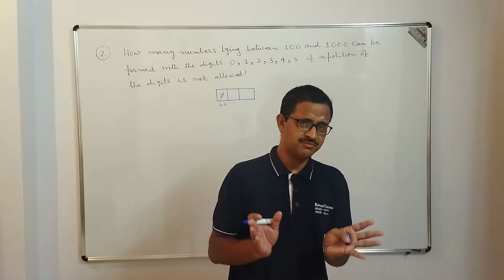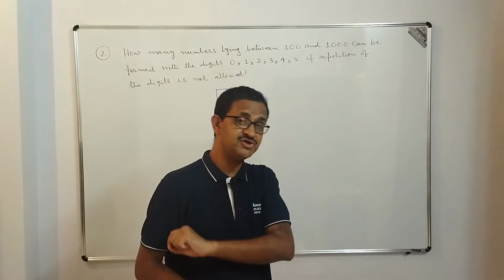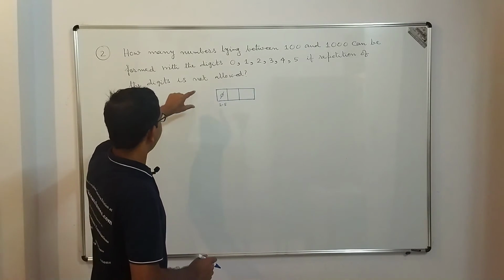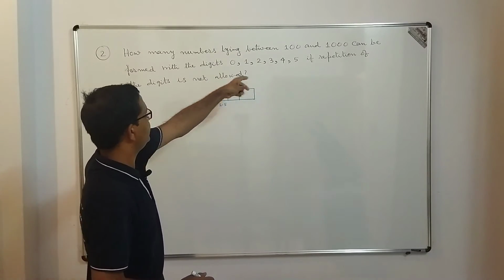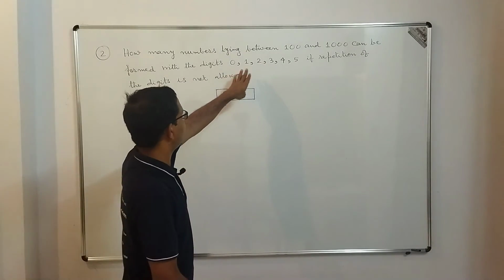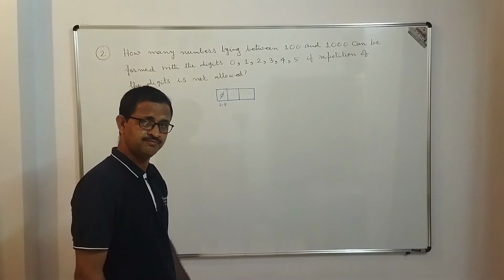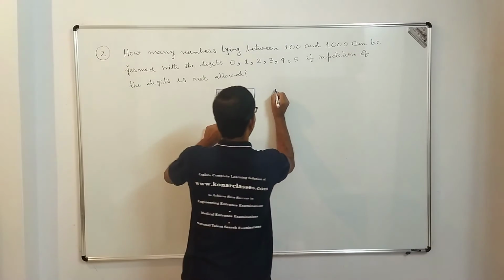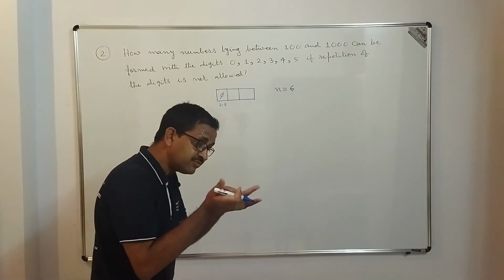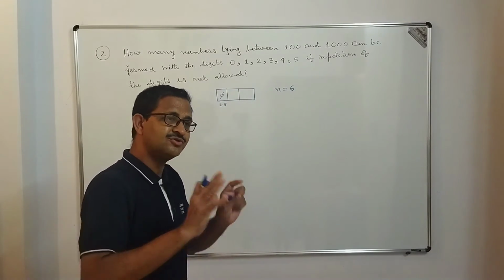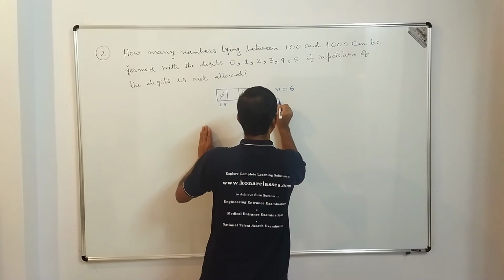There are many ways we can proceed with this question, but the most efficient way is this. We are filling these 3 digits by taking any of these 6 digits. So n is equal to 6, there are 6 distinct objects. Out of that we are taking 3 distinct objects. That means r is equal to 3.